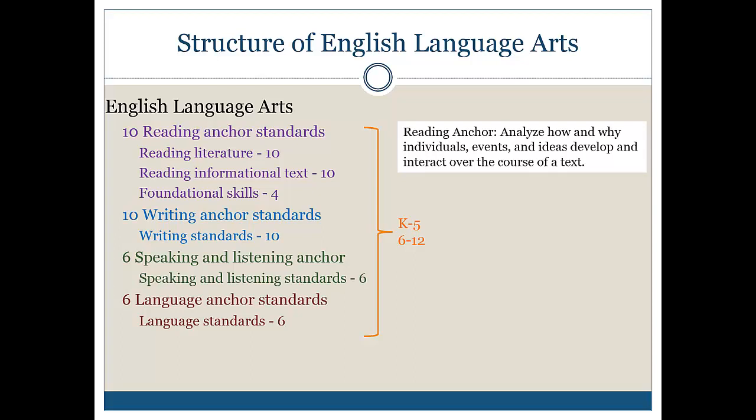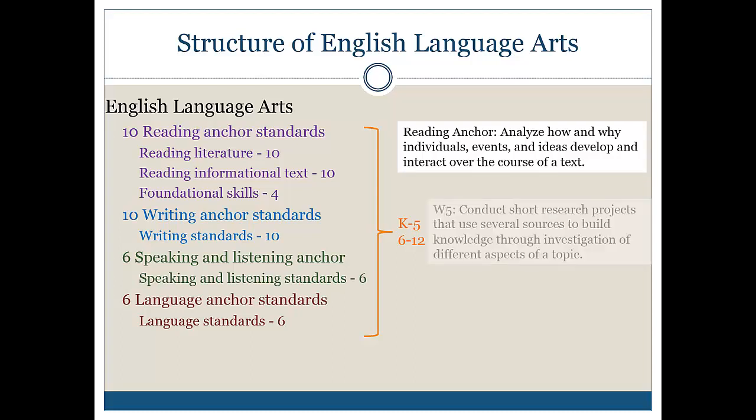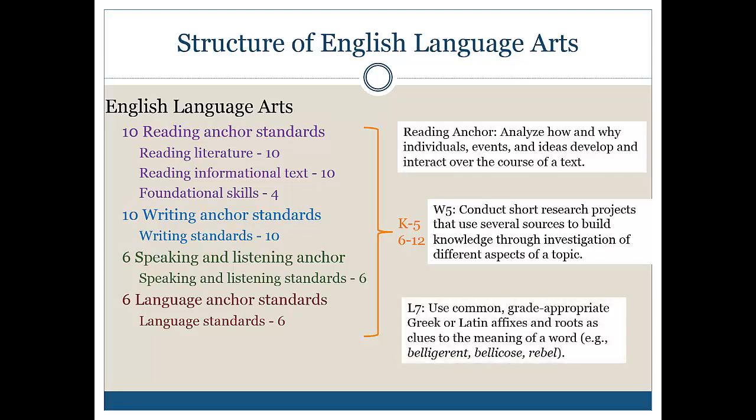An example anchor standard for reading is to analyze how and why individuals, events, and ideas develop and interact over the course of a text. An example writing standard for grade 5 is to conduct short research projects that use several sources to build knowledge through investigation of different aspects of a topic. And a language standard for grade 7 is to use common, grade-appropriate Greek and Latin affixes and roots as clues to the meaning of a word.